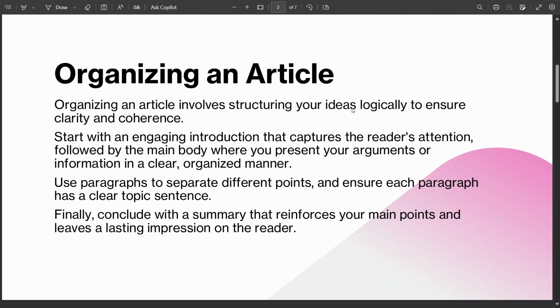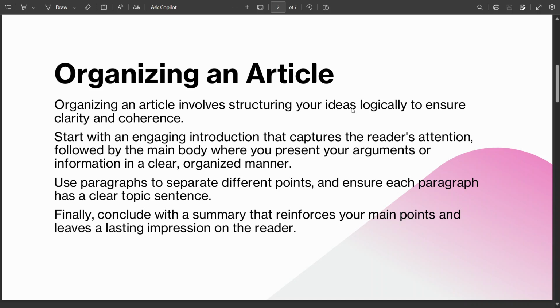Organizing an article. How is it done? Organizing an article, guys, involves structuring your ideas logically to ensure clarity and coherence. So organize it well, with your ideas in a logical way. Okay. Well, how do you do that? It's easier said than done, right? So let's talk about that one as well.